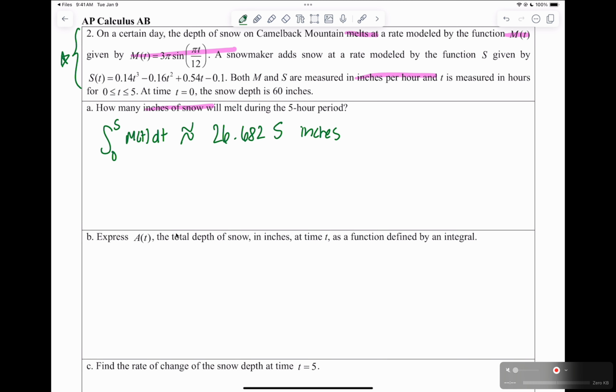Part B says express the total depth of the snow in inches at time t as a function defined by an integral. So we have A of t, and then we're going to include my 6c because that is my starting point, plus the integral from 0 to t of s of x minus m of x dx. Remember that s is adding, and m is subtracting because it's melting.